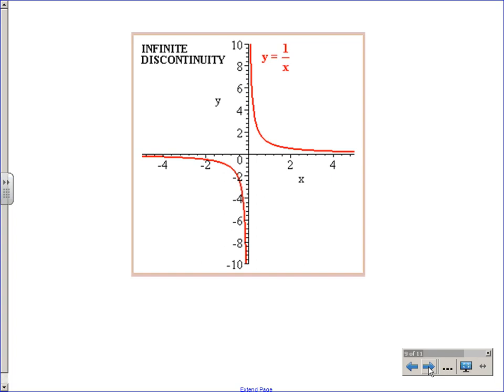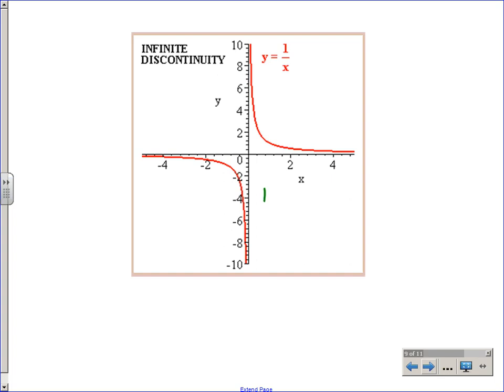here's an example of an infinite discontinuity. Truthfully, any discontinuity means you're not going to be able to find a derivative. So this is a nice one because it's actually a very nice function. Right? Y equals 1 over x is a fairly simple function based on what we're used to now. But there's no point there. There's no point at x equals 0, so you can't get the derivative.